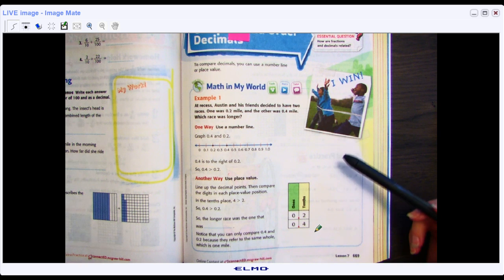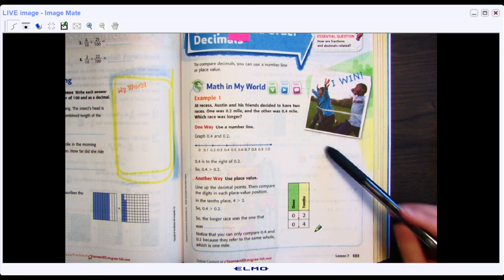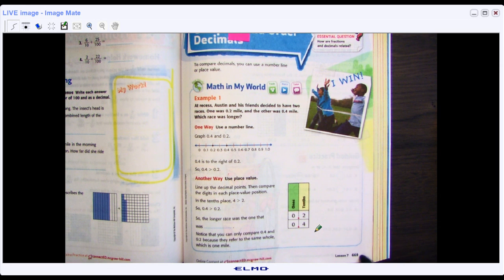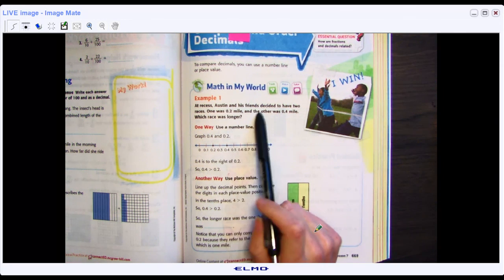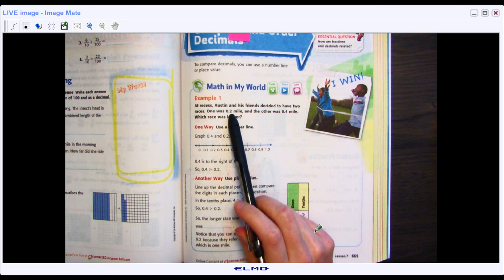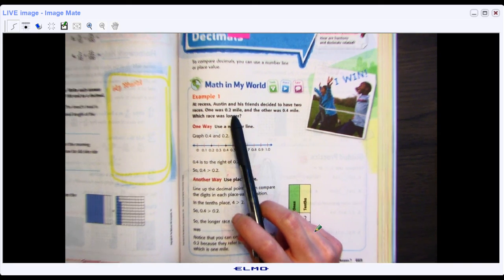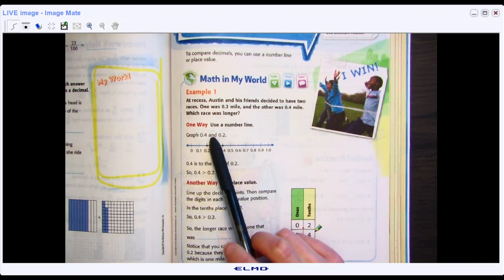So today you're going to be comparing and ordering decimals. So on this example on page 669, at recess, Austin and his friends decided to have two races. One was 2/10 of a mile, and the other one was 4/10 of a mile. Which race was longer? So one way they want you to do it is to use a number line.